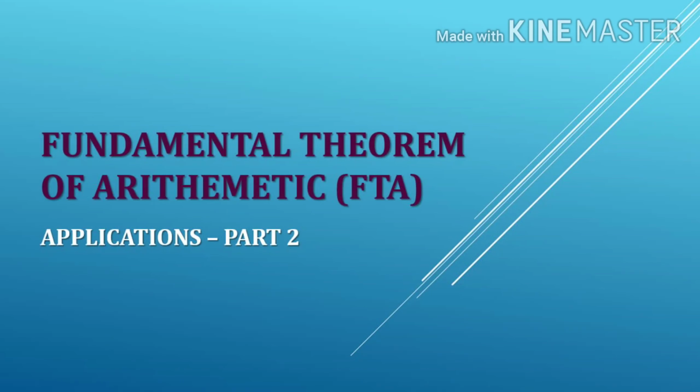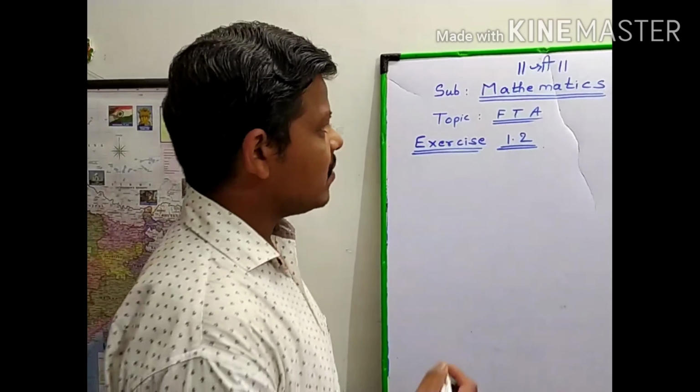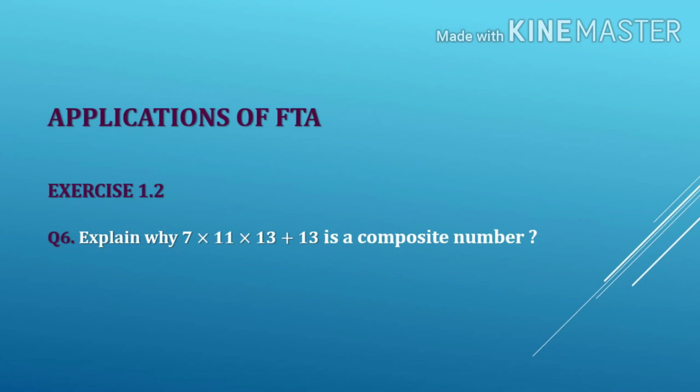We will continue our discussion about FTA, that is Fundamental Theorem of Arithmetic. We were discussing the applications. Very quickly, we'll see the next question from your exercise. You can see it on your screen right now. They're asking us to check whether 7 into 11 into 13 plus 13 is a composite number.